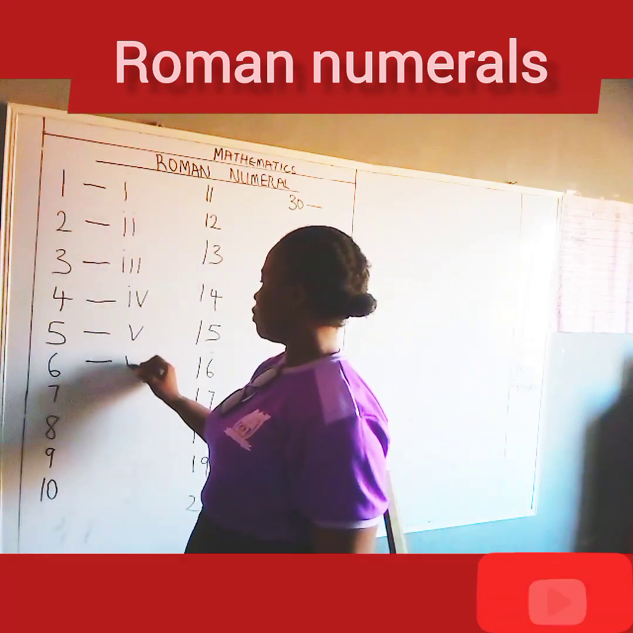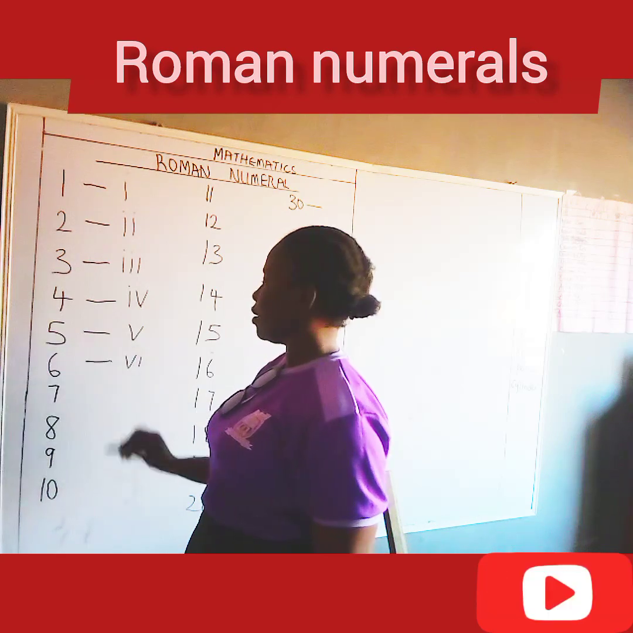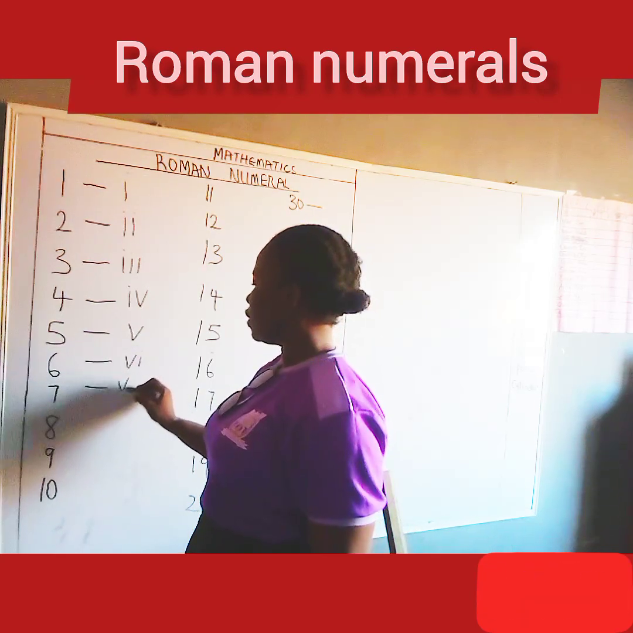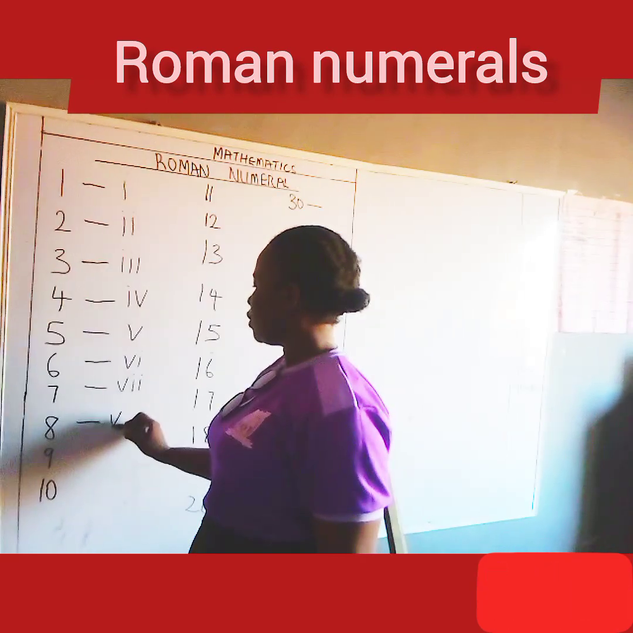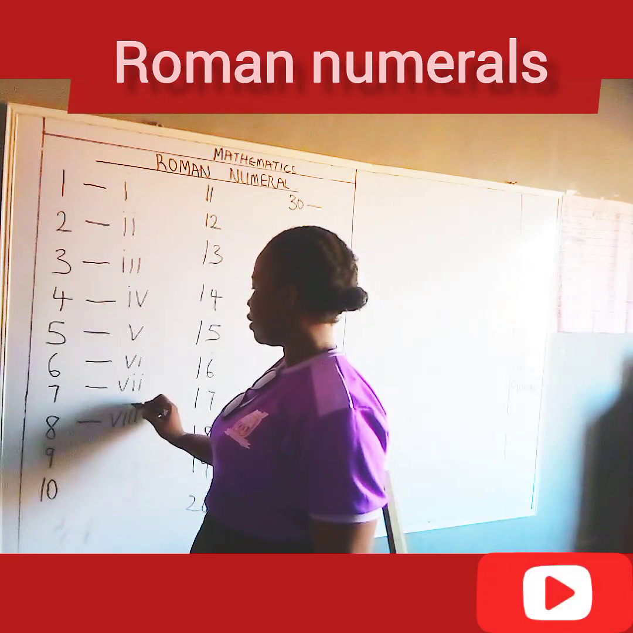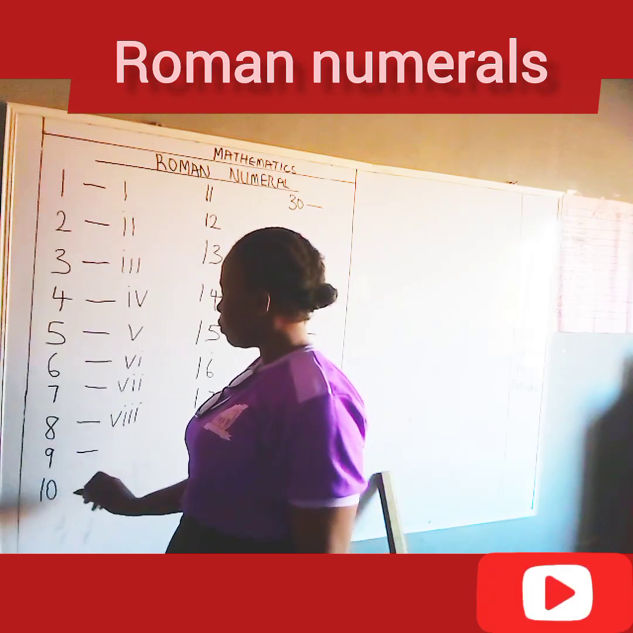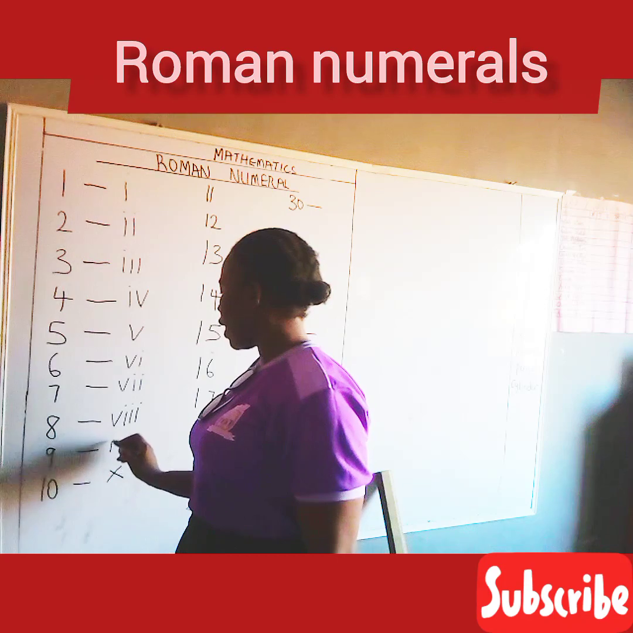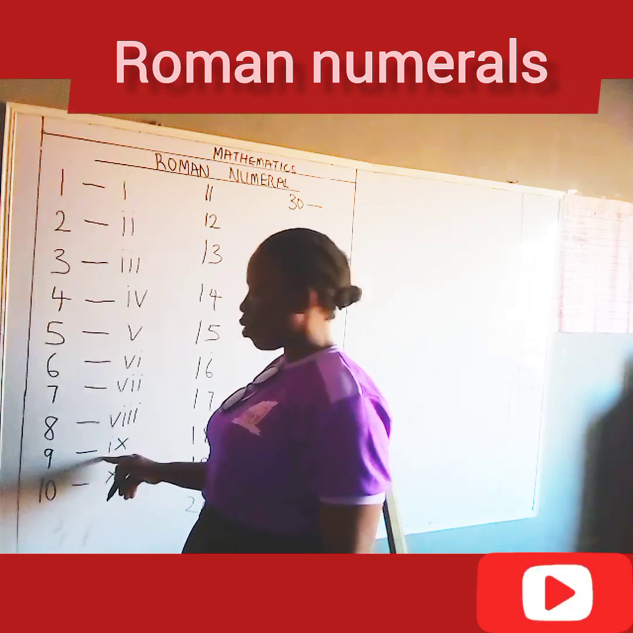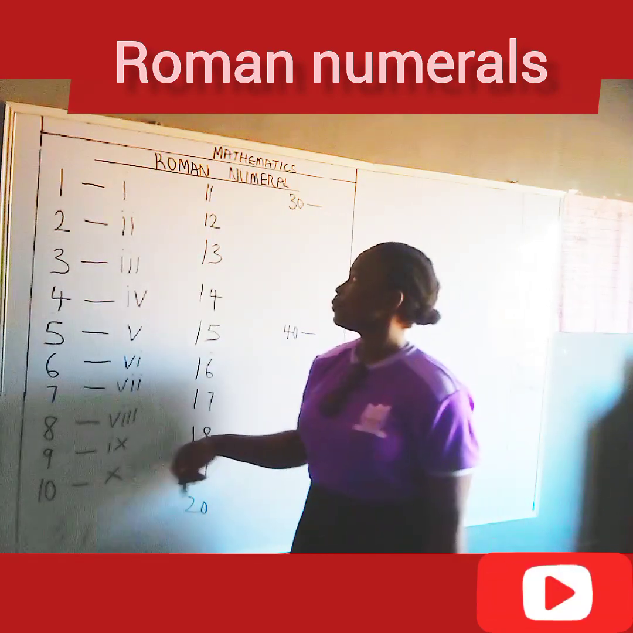6 is VI. 7 is VII. 8 is VIII. 9, because 10 is X, so 9 was IX, that is 1 minus the 10, 9.